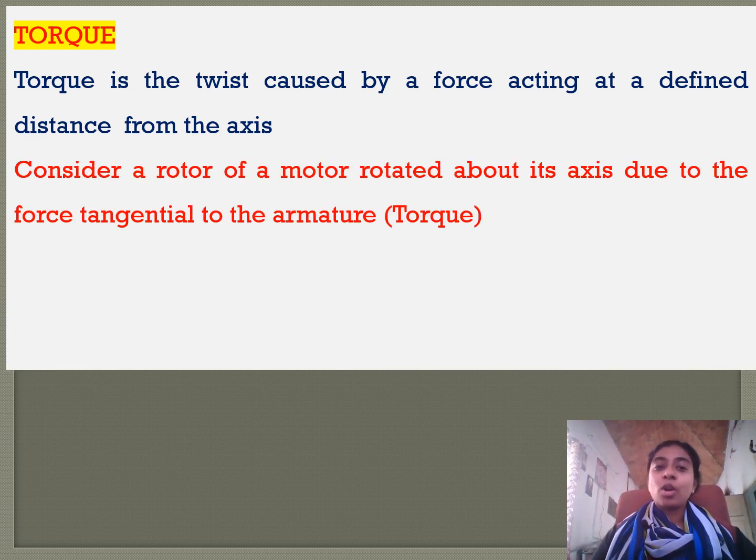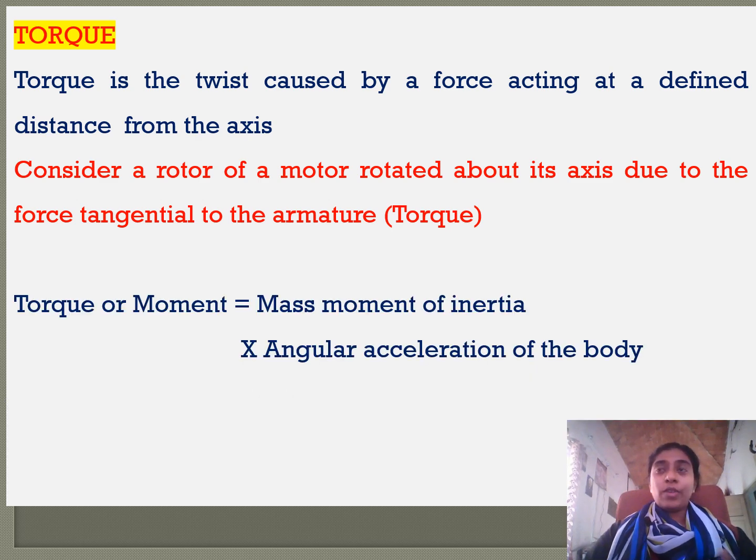Let us consider the rotor of a motor rotated about its axis due to the force tangential to the armature. So we are applying a torque. Now we know moment or torque is equal to force into distance. We also know force is equal to mass into acceleration.